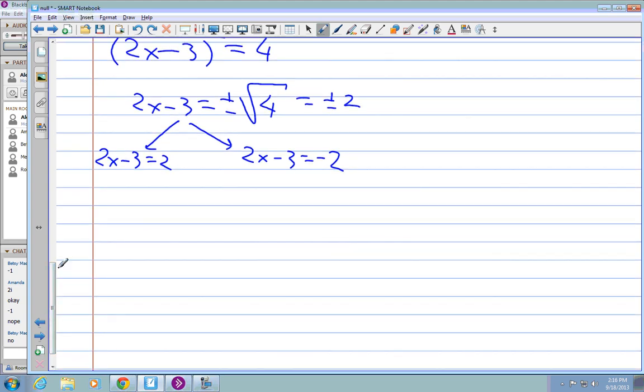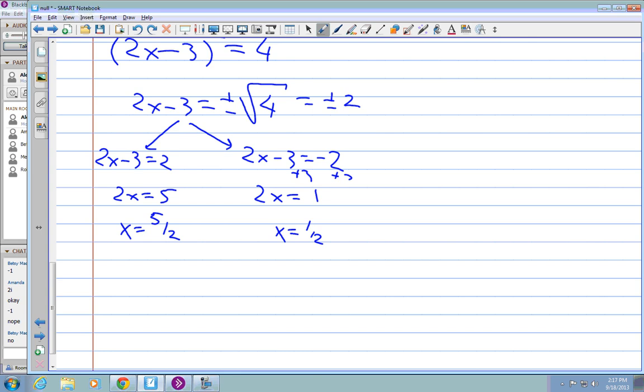Right? The first one, add 3 to both sides, you get 2x equals 5. Divide by 2, x equals 5 halves. Right? While the other one, you get 2x equals... I'm sorry, not 5. 1. You add 3 to both sides. 2x equals 1. x equals 1 half.